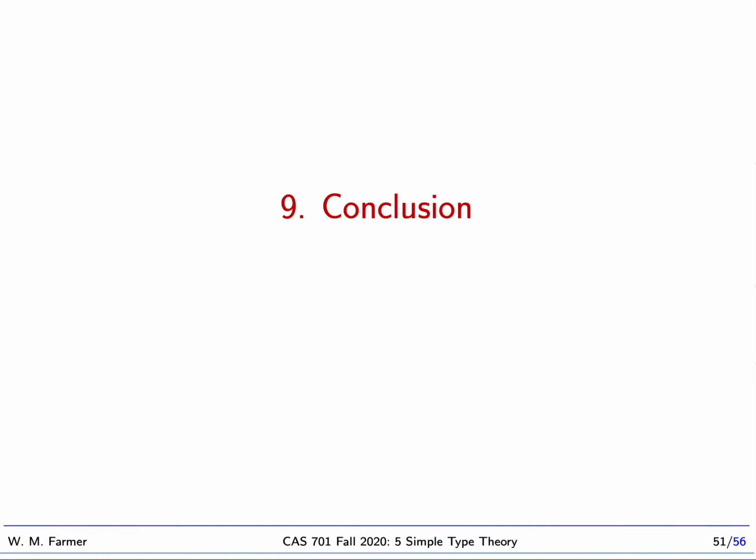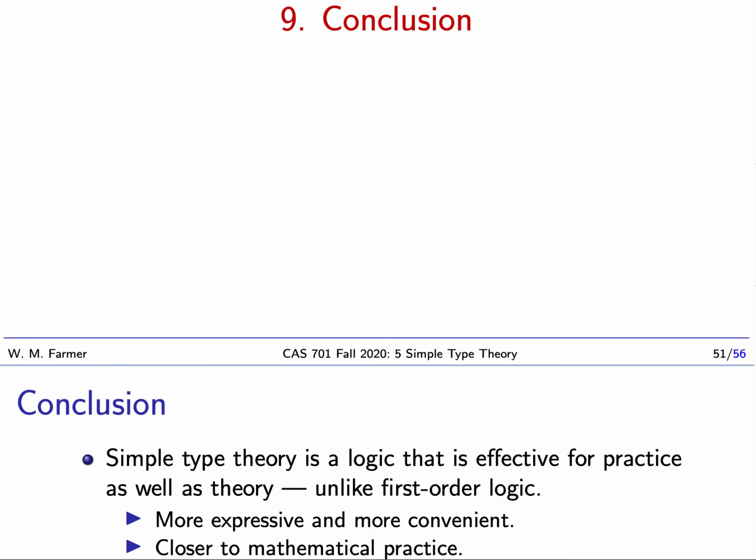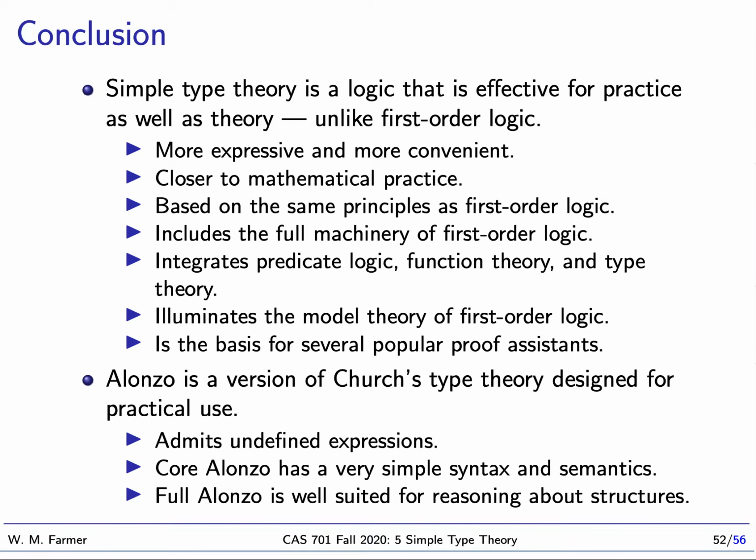Okay, so I'm going to give a conclusion now to our topic of simple type theory. I'm going to first say that simple type theory is a logic that is effective for practice as well as theory, unlike first-order logic. First-order logic is essentially a logic for theoretical purposes, not practical purposes. So simple type theory is more expressive and more convenient than first-order logic. It is much closer to mathematical practice, much closer to how people do things in practice.